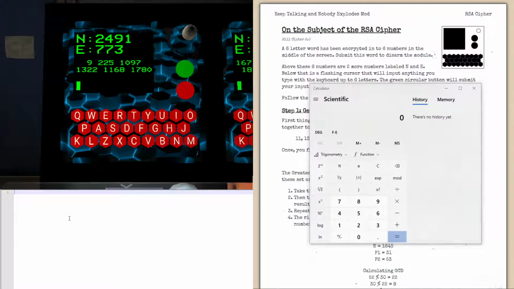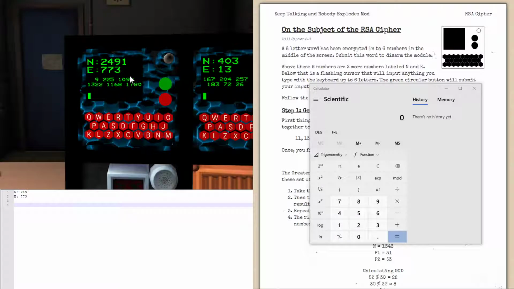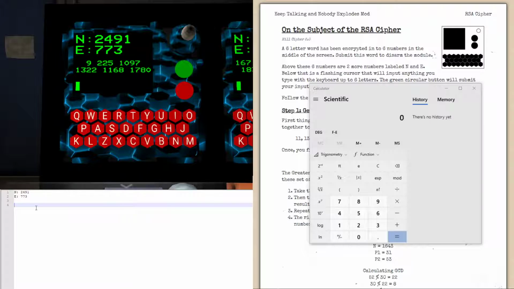Alright, so what we're going to grab is the variable n, which is 2491. We also need e, which is 773, as well as the numbers on the bottom screen. These numbers represent our encrypted word, and we need to decrypt them to turn them back into an actual word: 322, 168, and 1780.